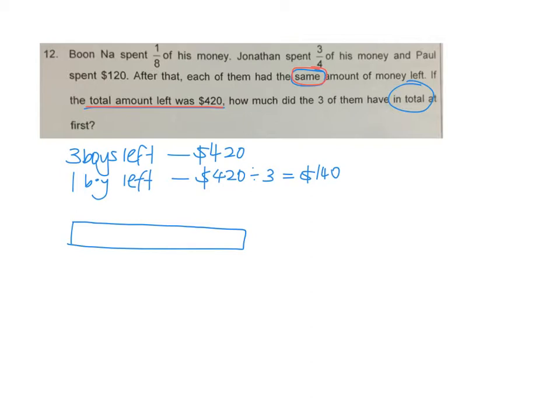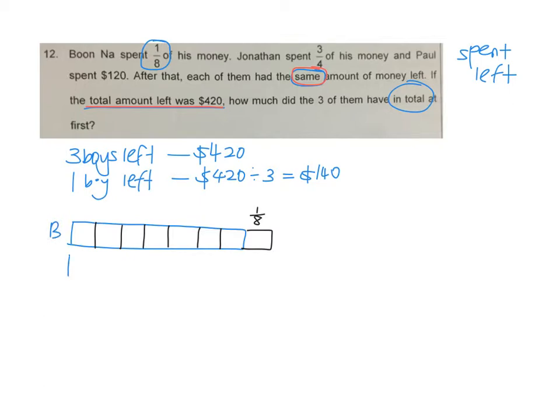Look at this. He spent 1/8 of his money. So what is not spent is left. So if he is left with $140 and he spent 1/8, that means this part here is 1/8. What about the blue part? It would be 7/8 of his money. Let me count. 1, 2, 3, 4, 5, 6, 7, 8. This is Bunna.